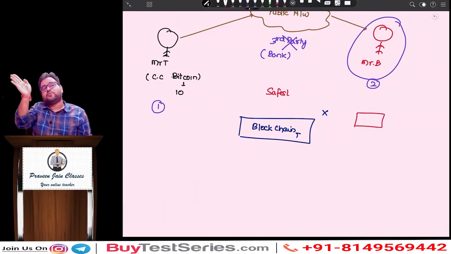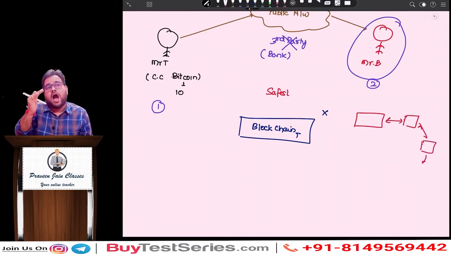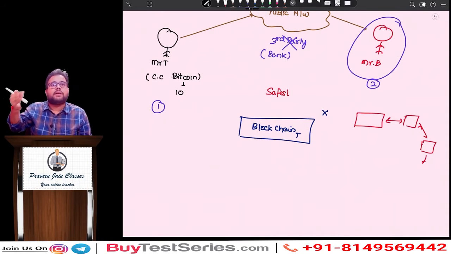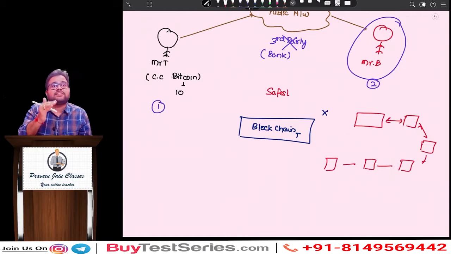Mr. B is sending to Mr. Z, there will be another block. All these blocks are interconnected with each other. Sir, how many transactions happen in Bitcoin, that many blocks will be created. Clear? So imagine today 1,000 transactions have happened in Bitcoin. So how many blocks might have been created? 1,000 blocks might have been created.